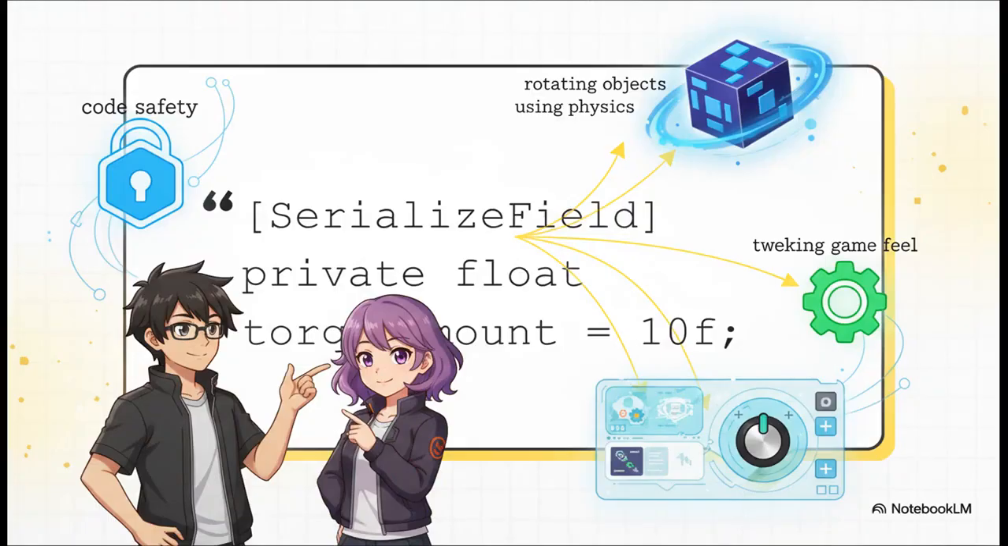The professional solution, and one of my absolute favorite features in Unity, is to use the SerializeField attribute. Let's go back to the top of our script where we declared our rb2d variable. We'll add a new line.